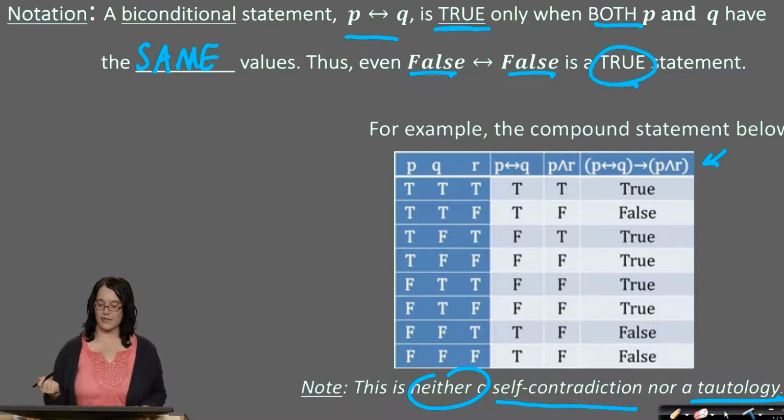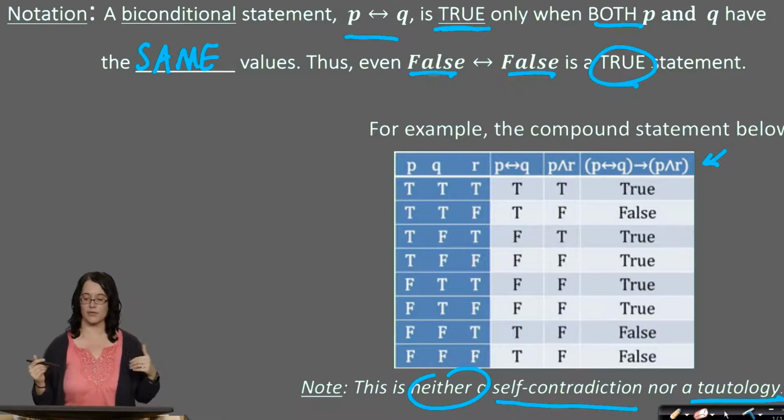So what did they do here? Well, they built out their three columns for P, Q, and R with 8 rows because there are 3 simple statements. 2 to the third power is 8. Then they got their biconditional. I want to take a look with you real quick at how they did that.